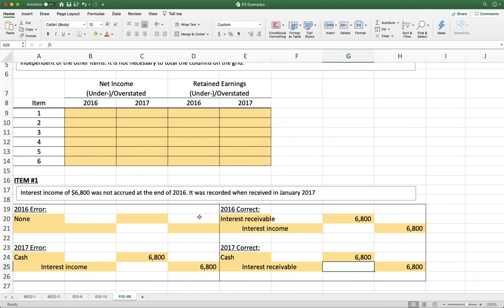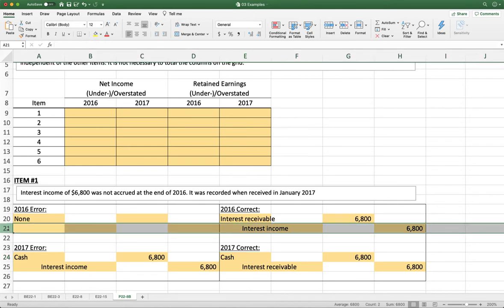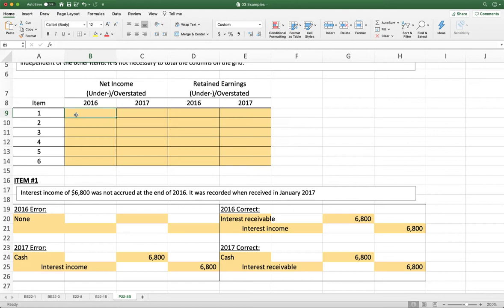So the question asks us specifically about the effect on the income statement. So we're going to look for income statement accounts. Interest receivable is a balance sheet account, so we're going to ignore that one. Interest income is an income statement account, so we're interested in that. And then cash is a balance sheet account, so we're going to ignore that. So what we have is in 2016, they recorded no interest income when they should have recorded $6,800 of income. So if you don't record income when you should, that means your net income is going to be understated. So if it's understated, we're going to enter it as a negative number, so it shows up in parentheses. And if it's overstated, we're going to enter it as a positive number.